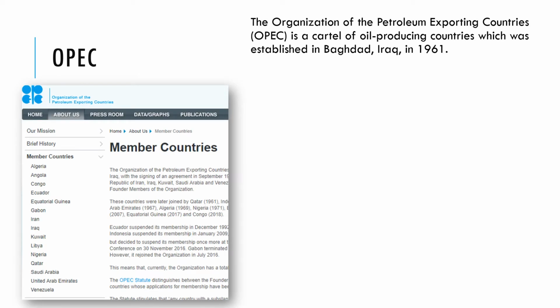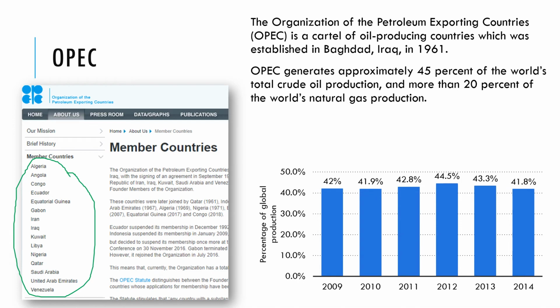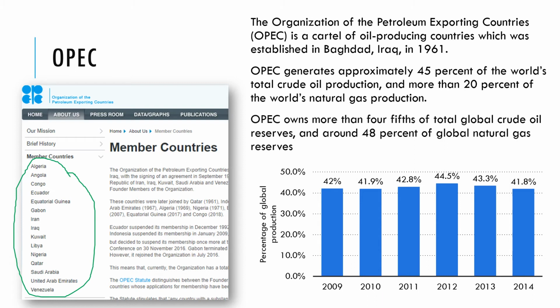OPEC is a famous example of a cartel that engages in overt collusion. So OPEC is the Organization of Petroleum Exporting Countries. They're basically some of the largest countries that sell oil around the world. And here are the member countries in OPEC. So these countries account for a large amount of oil production. Roughly half the world's oil comes from these countries. And so they tend to try and fix the supply to maintain a high price.